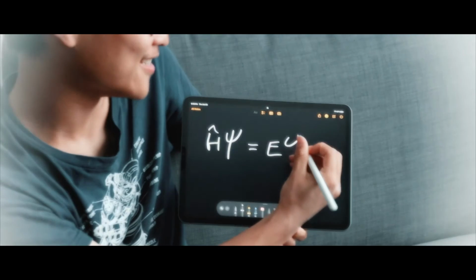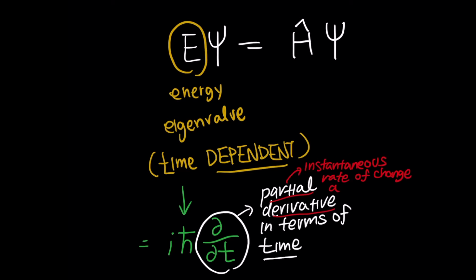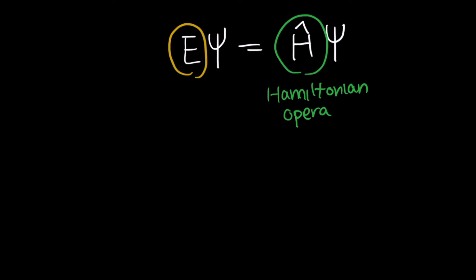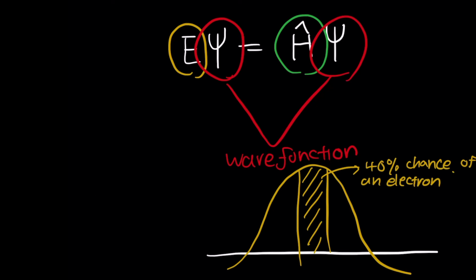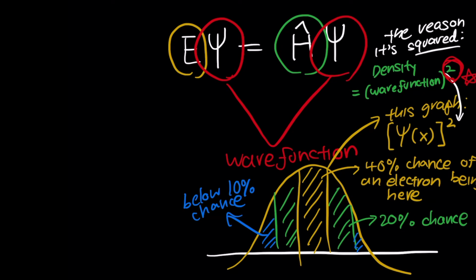Schrödinger's equation is composed of four parts. There's the energy operator, E. There's the Hamiltonian operator, which equals the total energy, kinetic energy plus potential energy. And there's the wave function, which is all about the probabilities.